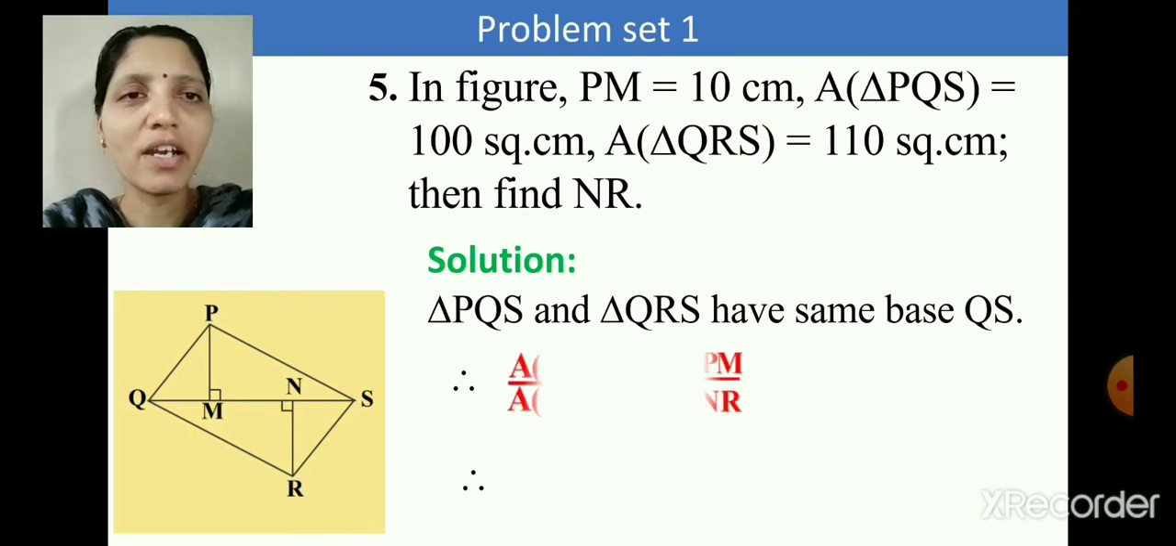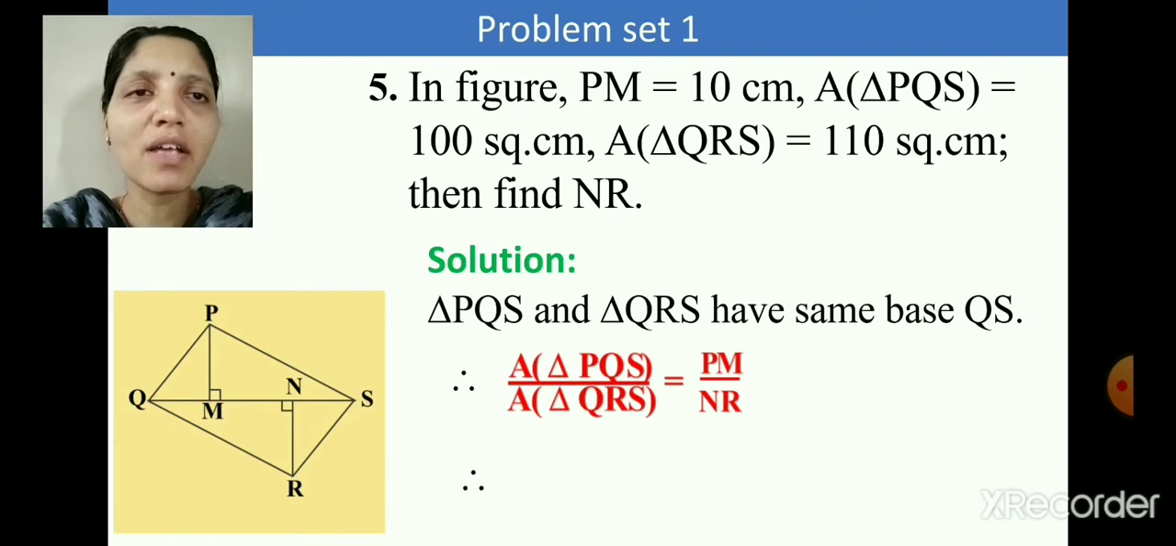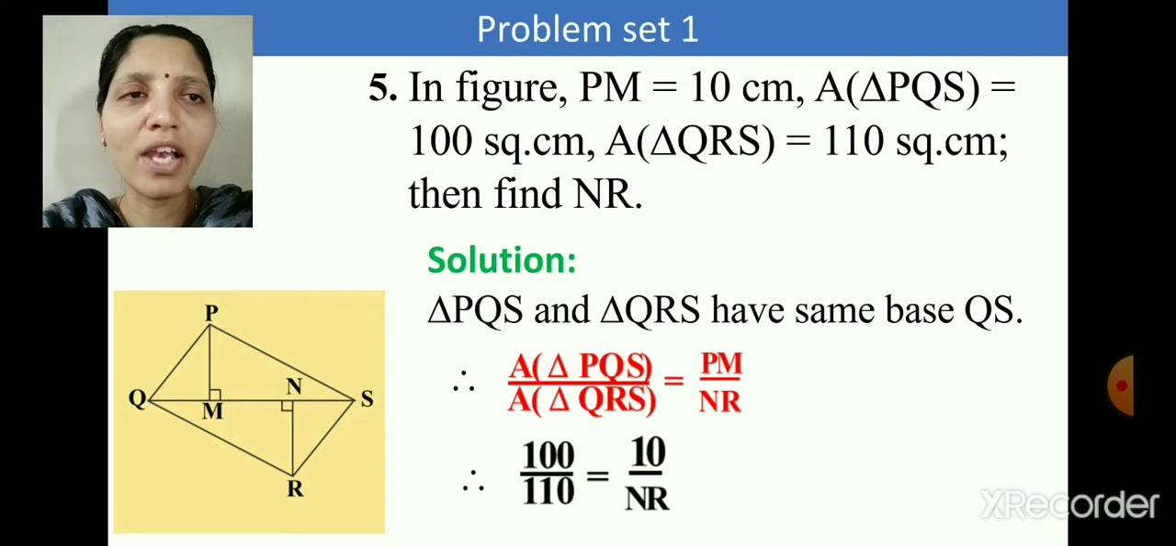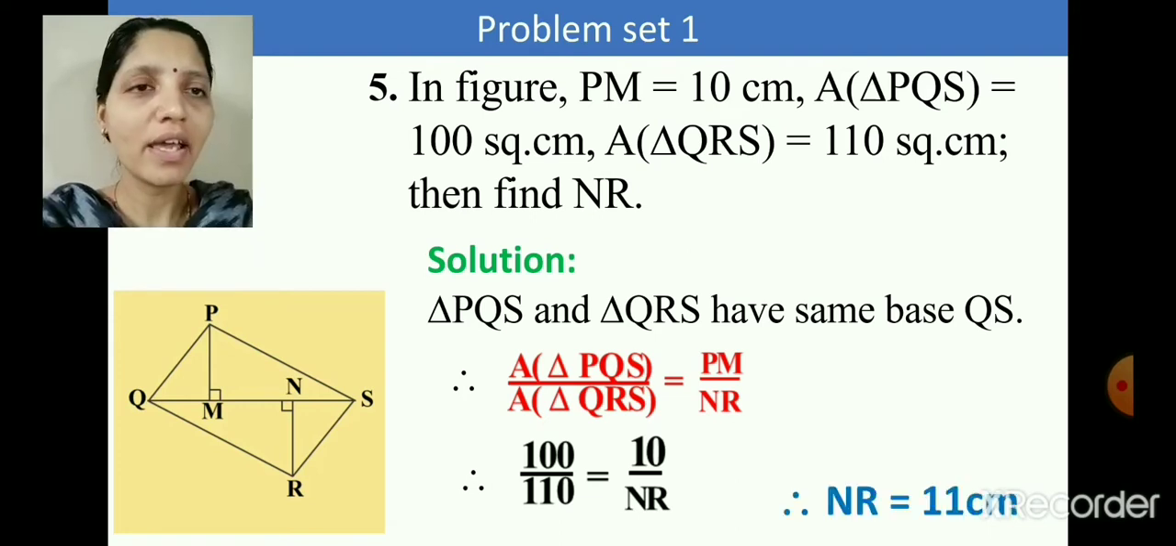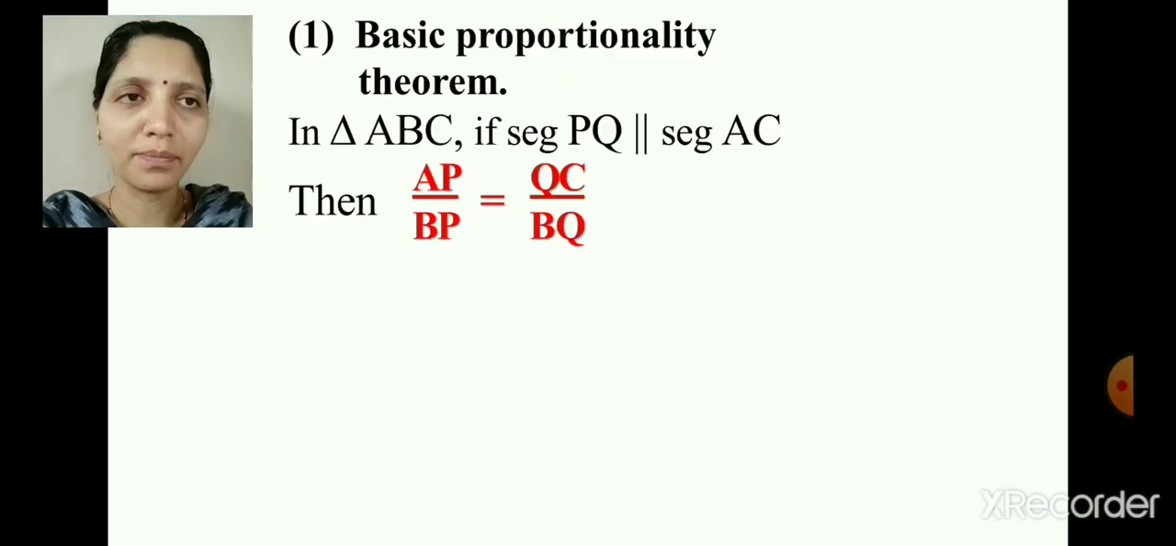So let's write down area of triangle PQS upon area of triangle QRS, that is equal to PM upon NR. Therefore, now substitute the values here, 100 upon 110, that is equal to 10 upon NR. So if you cross multiply this, you will get the value of NR as 11 centimeters. I hope you all have understood this. This was a very simple sum. Only you have to apply the formula.